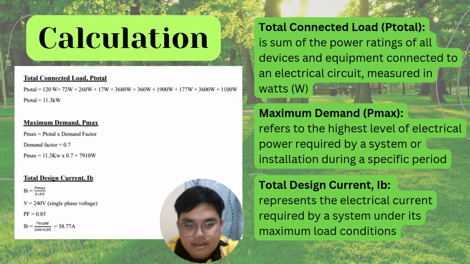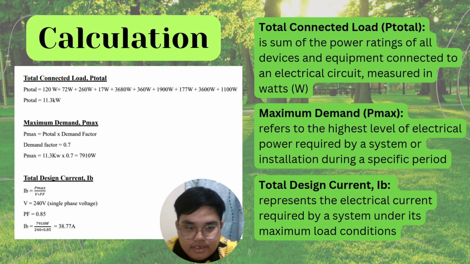Next we will calculate maximum demand. Maximum demand is the highest level of electrical power required by a system or installation during a specific period. So to calculate maximum demand, the total connected load, we times with demand factor, which is 0.7, and then we get 7,910 watt.